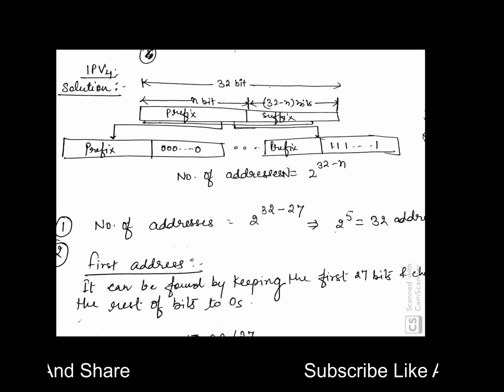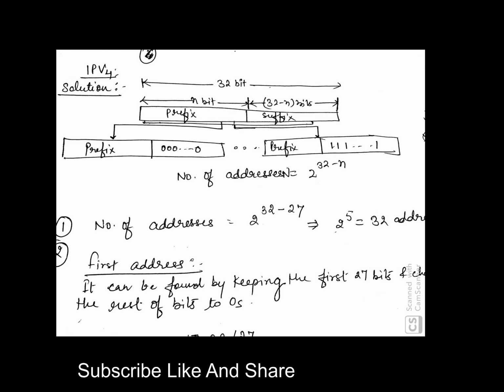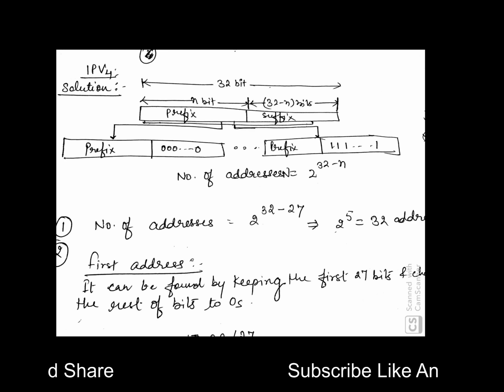And how do we find the number of addresses? 2 to the power 32 minus 27, because that is the number of nodes to be used in that slide. So 2 to the power 5, that is 32 total addresses required, the number of addresses in the given network. Okay, so now we have to find out the first address.